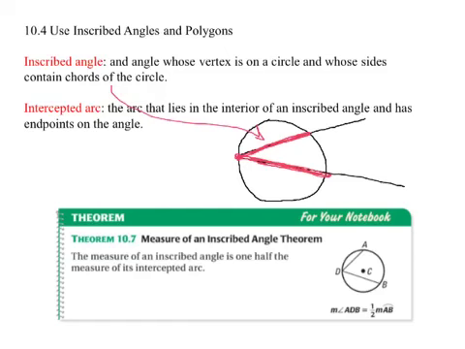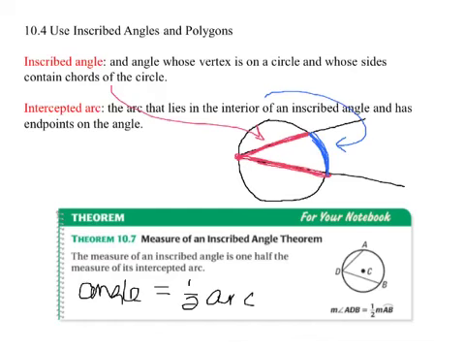Intercepted arc is the arc that lies on the interior of the inscribed angle and has endpoints on the angle. So Theorem 10.7, measure of an inscribed angle theorem. The measure of an inscribed angle is 1/2 the measure of its intercepted arc. So you can say the angle is 1/2 the arc. Okay?